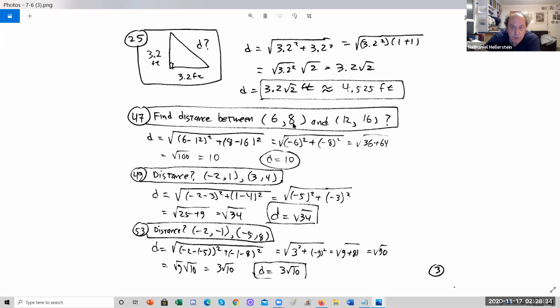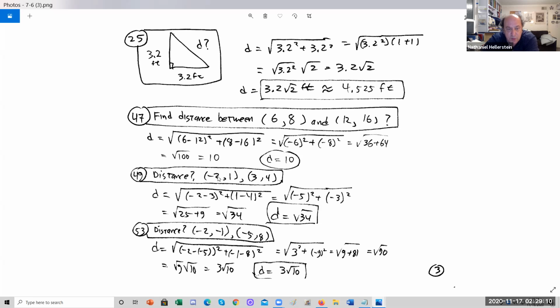Here's the distance between the point 6 by 8 and 12 by 16. The distance is the square root of the sum of the squares of the differences of the coordinates. 6 minus 12 goes here. 8 minus 16 goes here. So we have a negative 6 squared plus a negative 8 squared. That's the square root of 36 plus 64. Root 100 is 10. The distance between these points is 10.